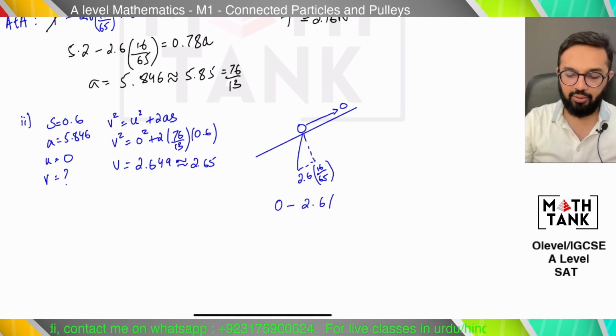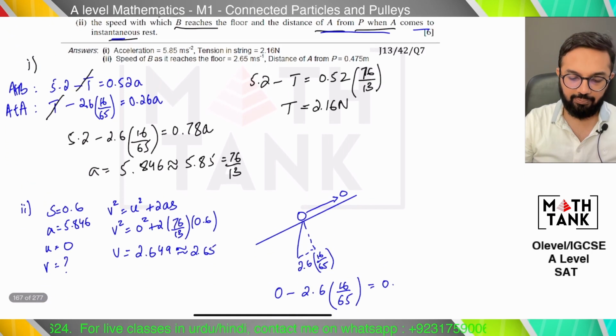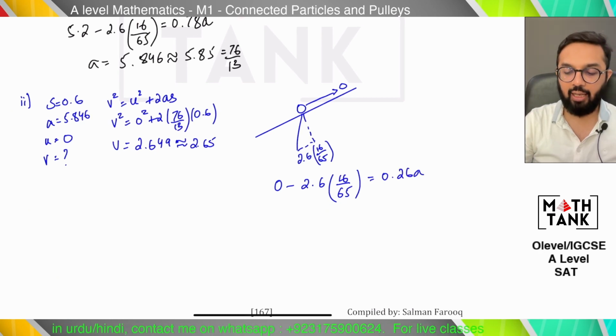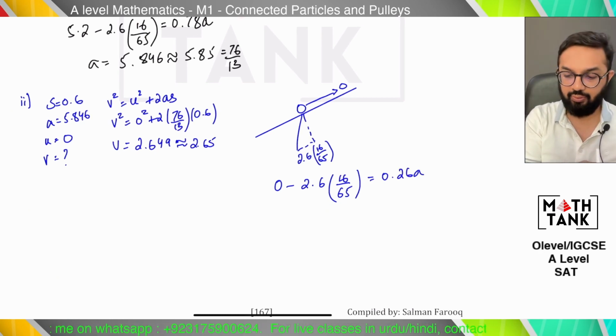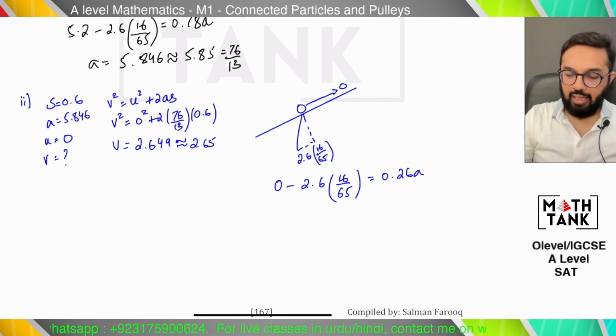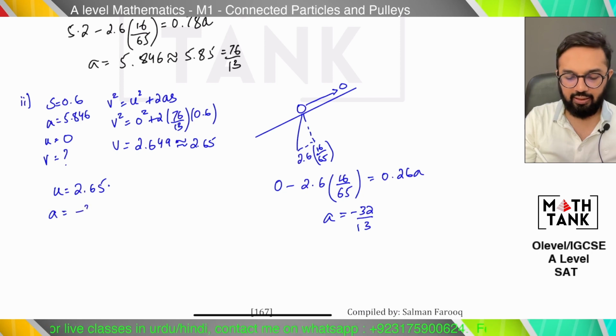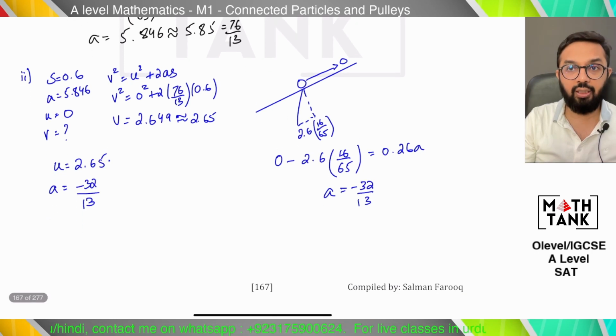I'm going to say that the particle will now start decelerating, with an acceleration of, let's first find the acceleration. So acceleration is minus 32 over 13. Now its starting speed is going to be 2.649, which is 2.65. I think that's a reasonable rounding off. It's decelerating with minus 32 over 13.